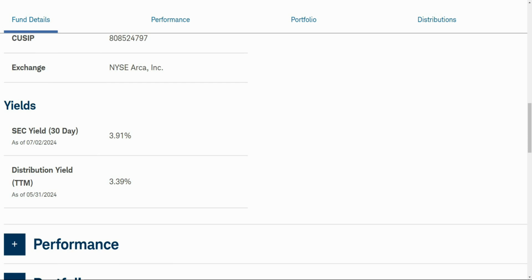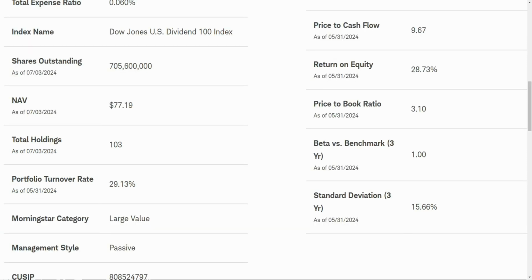A little bit about the yield itself. Now, since this ETF tries to select higher paying dividend companies, it is going to offer a little bit higher yield than something like VIG, which simply focuses on dividend growth. This ETF currently offers a 30-day SEC yield of 3.91% and a trailing 12-month yield of 3.39%. Pretty much right in line with the fund methodology, how it tracks the performance of the US Dividend 100 Index.